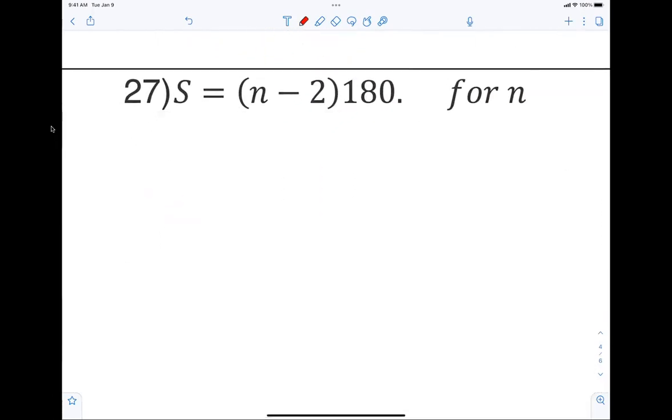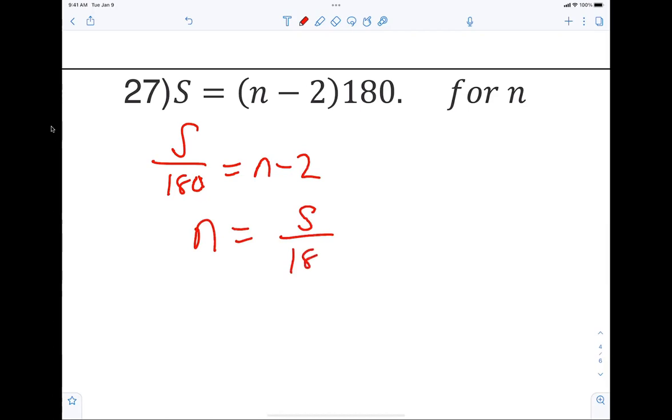Number 27: the sum of the interior angles of any polygon is n minus 2 times 180. We are solving for n. Divide by 180, good. S over 180 equals n minus 2. Then you add 2. So n is equal to S divided by 180 plus 2.